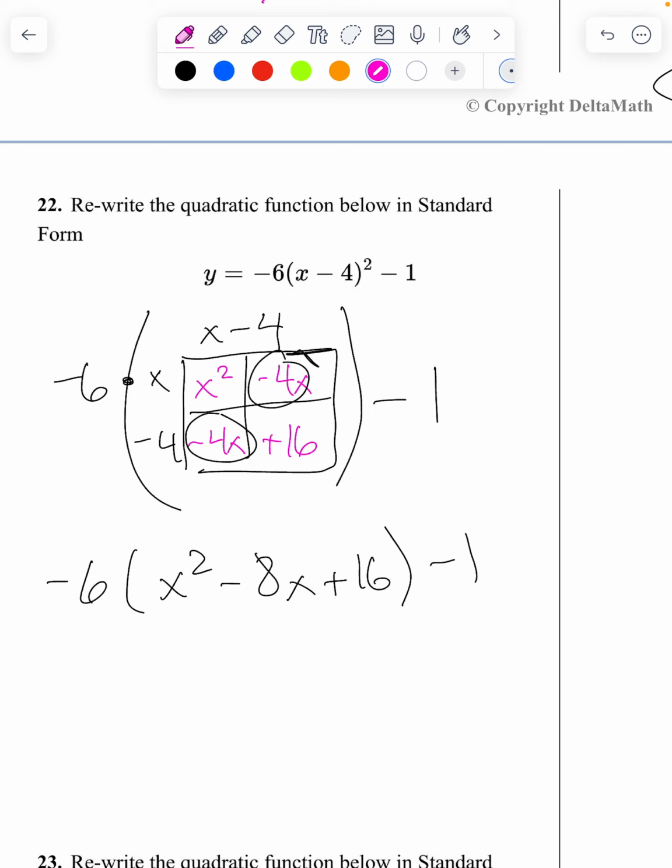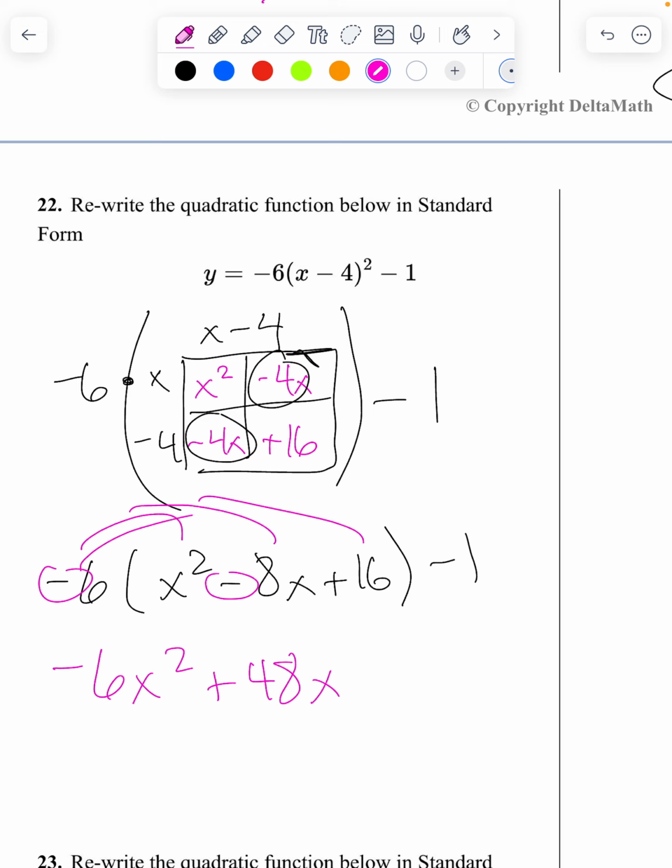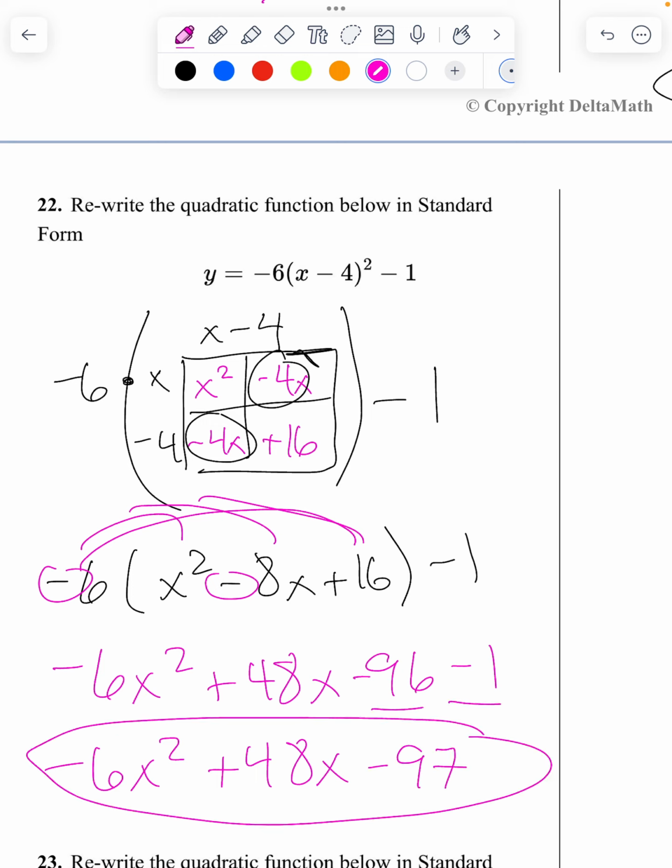Then I'm going to distribute, and I get negative 6x squared. Negative times a negative is a positive, so it'll be 48x. Negative 6 times 16 is negative 96. Then minus 1 more. So final answer is going to be negative 6x squared plus 48x, and then minus 96 minus 1 more is minus 97.